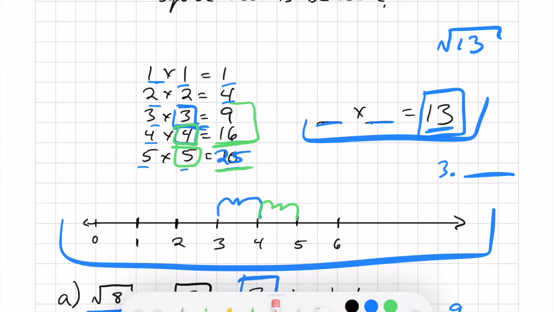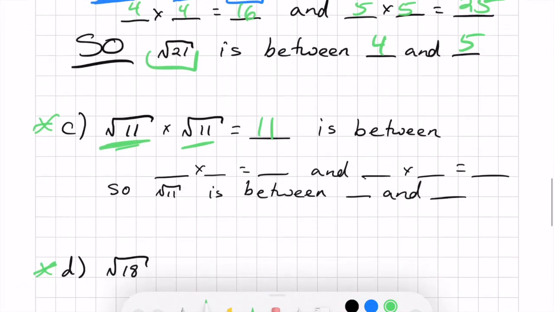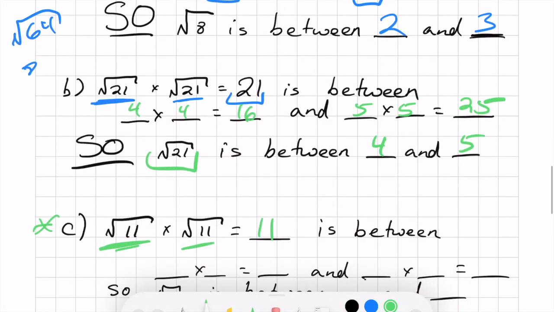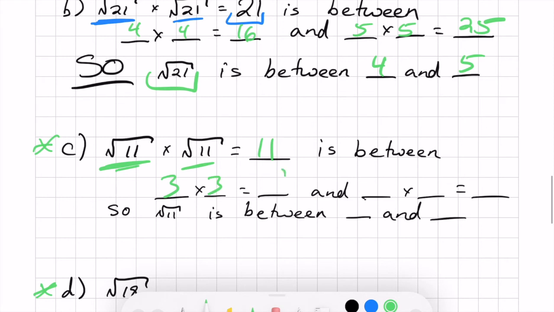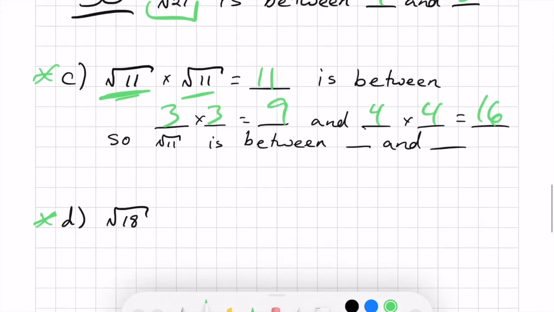Okay, so we can see it is going to fit between 9 and 16. So I know that somewhere on the number line between 3 and 4, the square root of 11 is going to be in there somewhere. And that's where it's going to fit and live on the number line. So I know that 3 times 3 is 9, and 4 times 4 is 16. Okay, so it's going to be between 3 and 4 on the number line.